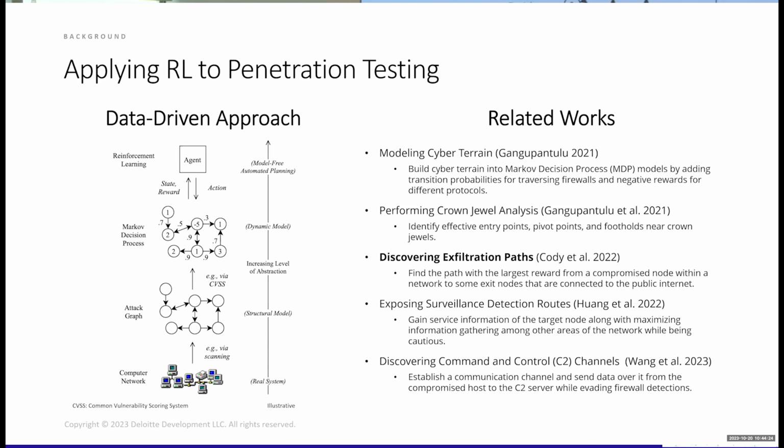All this line of work starts with the first paper on modeling cyber terrain. That's where we put the transition probability and the reward engineering into this whole model. And then we conducted several case studies, focusing on how this reinforcement learning environment can be used to simulate different penetration tasks like crown jewel analysis. For example, if you want to get a foothold on the most critical asset of a system, that's what we call the crown jewel. So how do you get there? And not just the crown jewel itself, but also how to get to, for example, the two-hop network, the neighboring nodes of the crown jewel.